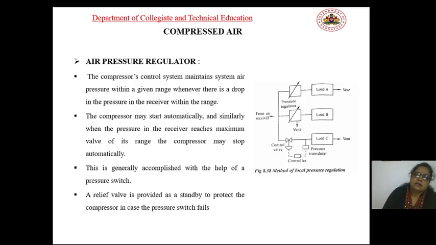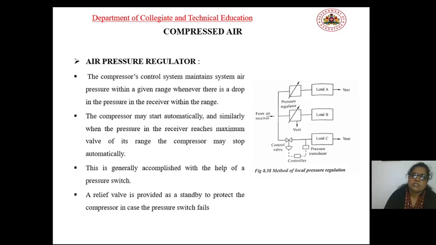Another device that we are using here is the air pressure regulator. Regulators are devices used to regulate or reduce the pressure. The figure shows one such method of local pressure regulation. It consists of an air receiver and pressure regulator. There are two different loads, A and B. There is a Venturi and controller, pressure transducer, and control valve. Conventional regulators are used for both cases, that is load A and load B.